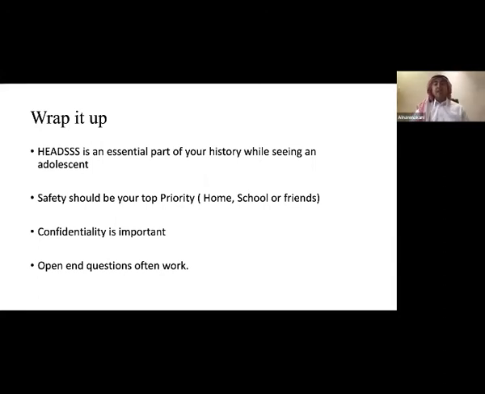Again, the HEEADSSS assessment, I would say psychosocial assessment, is an essential part of your history while seeing an adolescent patient. It's like birth history, developmental history, vaccination history. If you have a child 10 years of age and older, you need to ask about psychosocial history. The HEEADSSS assessment is considered fine.